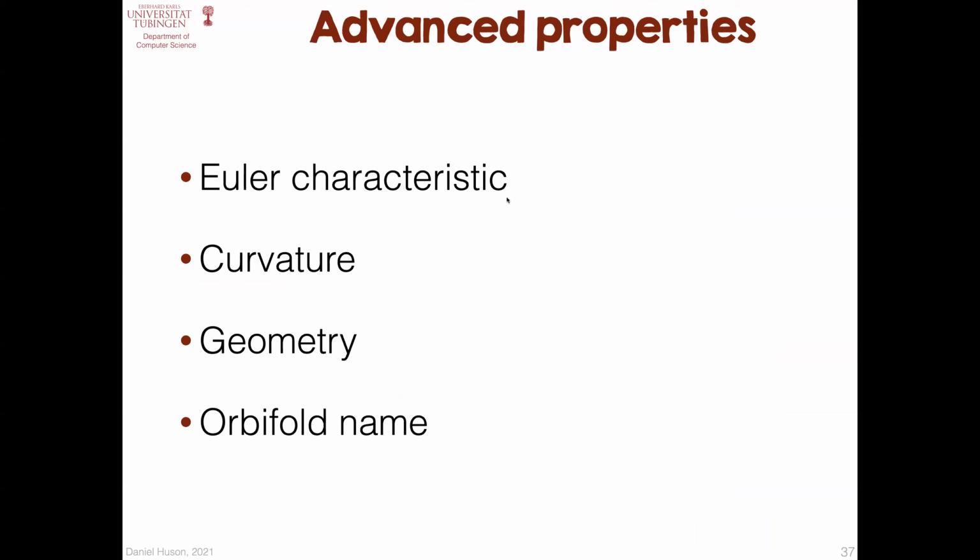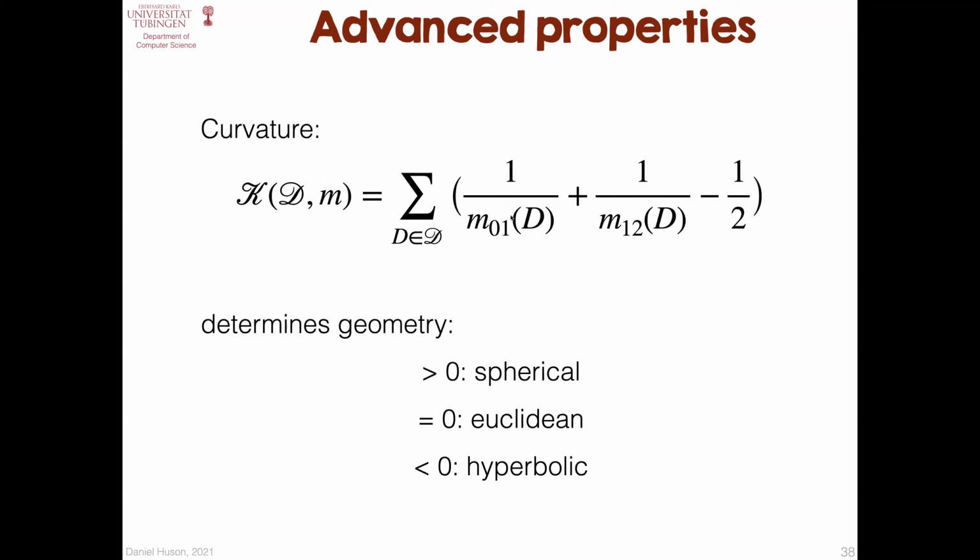The Euler characteristic tells you something about the corresponding orbifold. The curvature is a value that is closely linked to the geometry. If you have negative curvature, then the tiling is realized in the hyperbolic plane. Zero curvature corresponds to Euclidean geometry, and positive curvature corresponds to spherical geometry. You can also read off the orbifold name of the corresponding group from the Delaney-Dress symbol. So let's look at the curvature as an example. This is how it's computed: the sum of all elements of the Delaney-Dress symbol, adding these numbers up, the vertex degree and the face degree. And as I said, this tells you what geometry the tiling will be realized in.